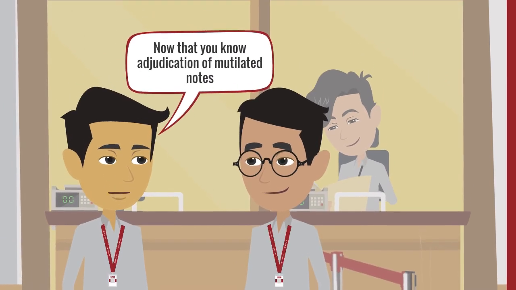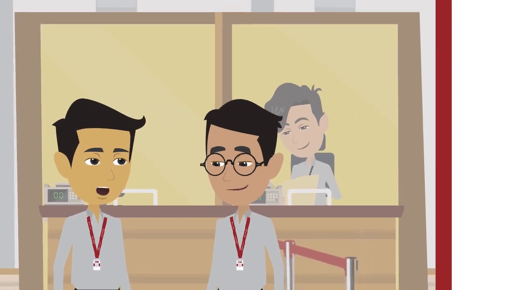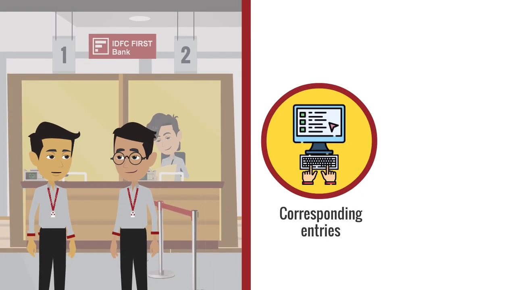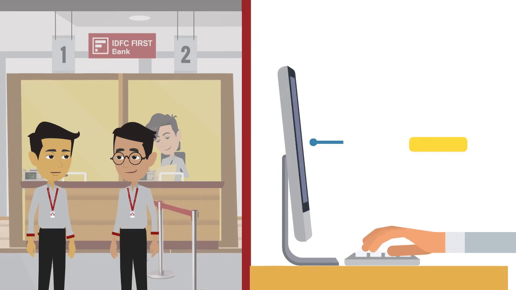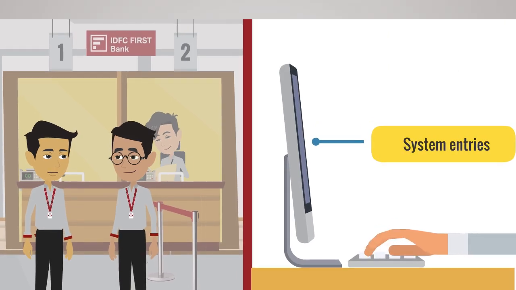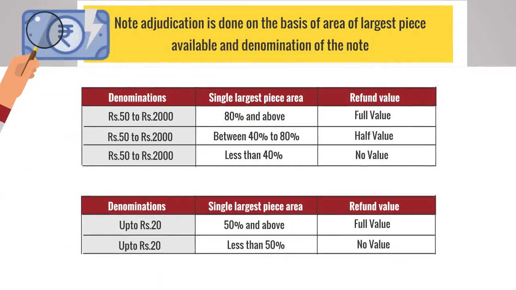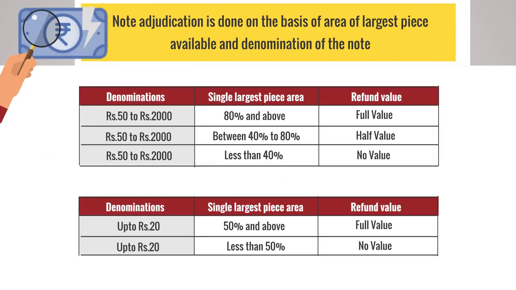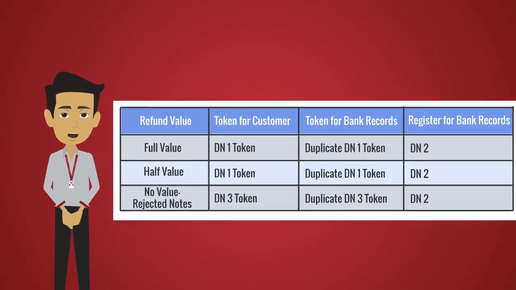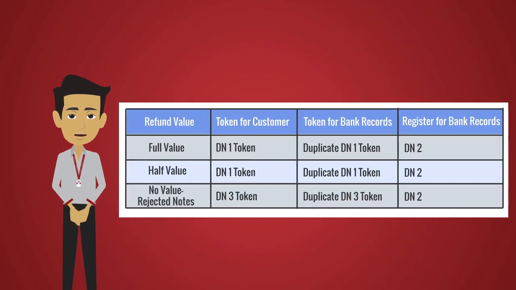Now that you know adjudication of mutilated notes, you should also know about the corresponding entries and documentation. Let me explain how to pass system entries. We know that after adjudication, the value of the note can be either full, half, or no value. As per RBI guidelines, DN1, DN2 and DN3 are required to be filled in different cases of refund or rejection of mutilated notes as per this table.